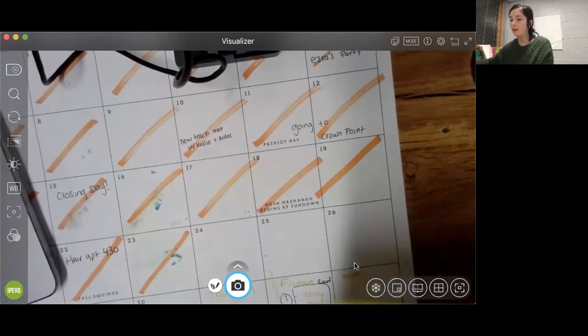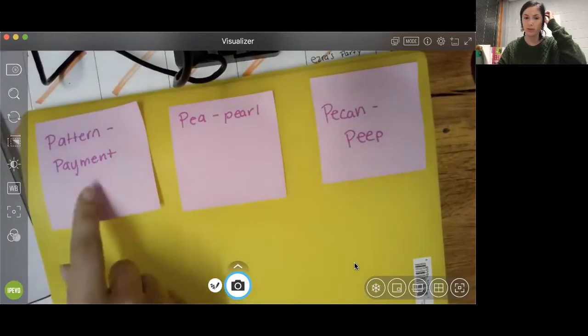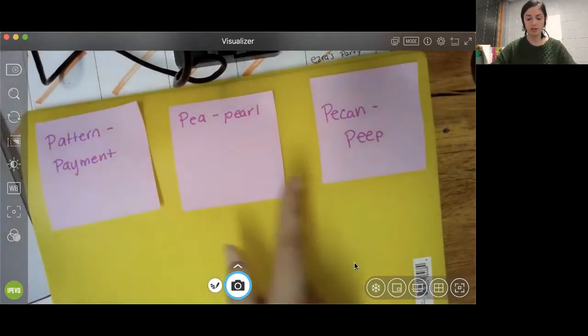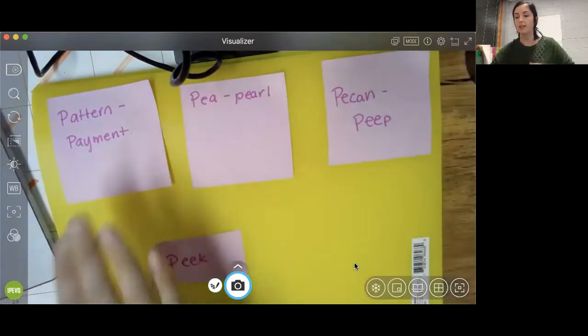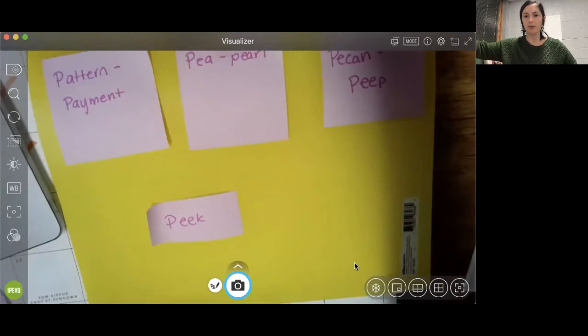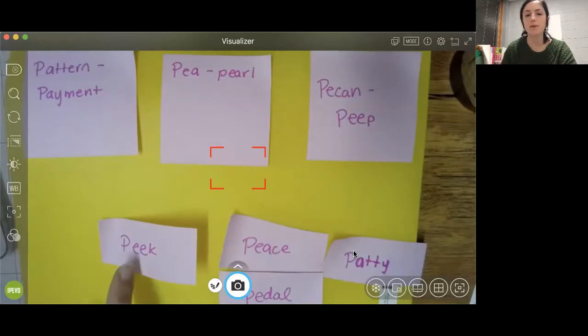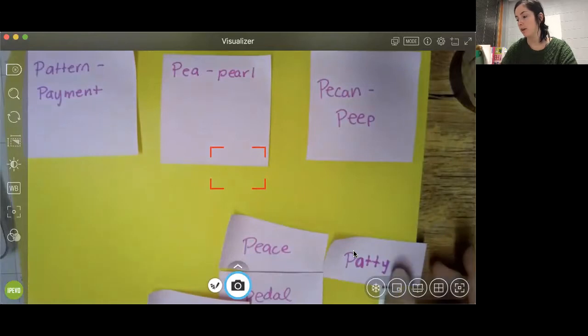So we're going to do kind of a little activity with that. So I have some words up here. And what we're going to do is I have other words, and we're going to see where, if we were pretending that these were pages of a dictionary, we're going to try and figure out where these other words would fall. Okay, so I have my words peak, piece, pedal, and patty. So pretending these are pages, we're going to figure out where does each one go.